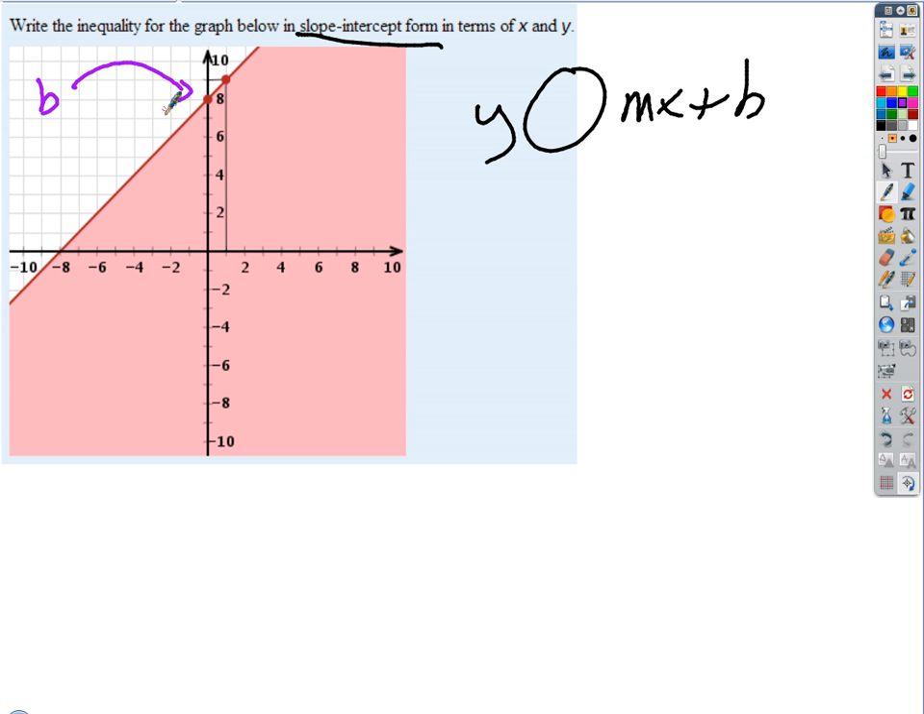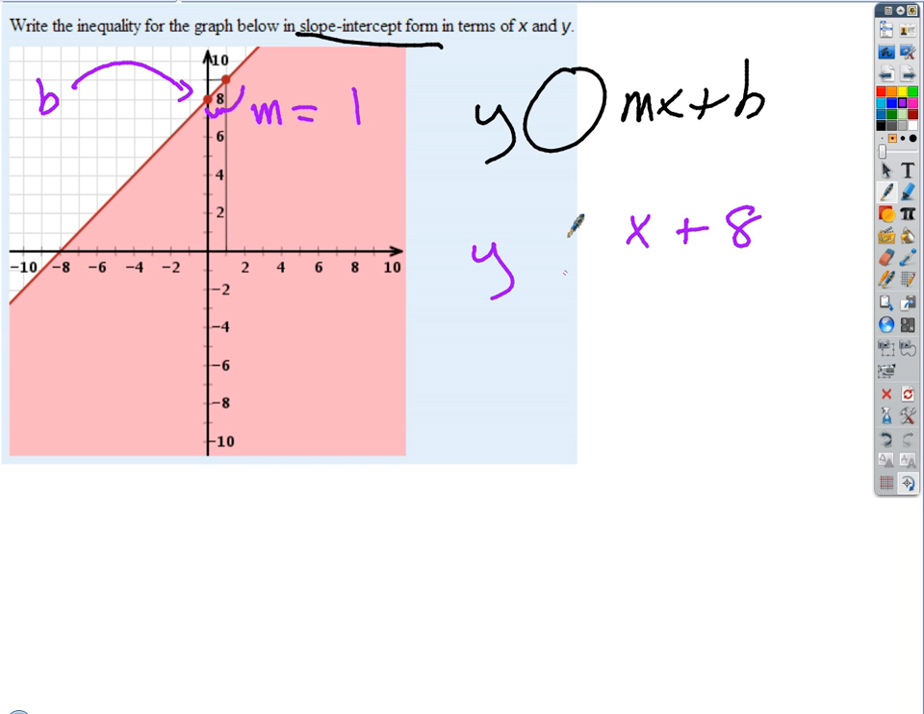B is 8. If I look at these 2 points right there, what's m? 1. Rise over run is 1 over 1, isn't it? So m is 1, right? So we got that part. That's no big deal. We know that we're going to get a y there and we're going to get a 1 there, so I just get x plus 8. But what's going to go there?